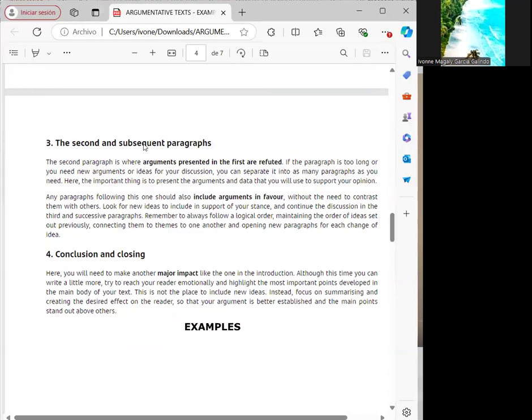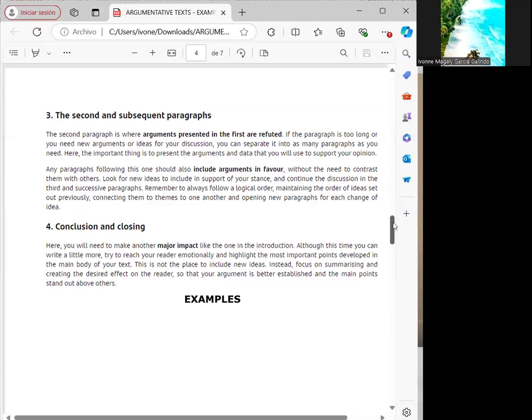The second and subsequent paragraphs. This is where arguments presented in the first paragraph are refuted. Include arguments in favor. And then you have to close your text. So here you need to conclude.